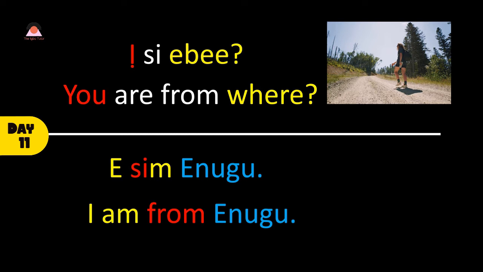Put your own state, nation, or country there where you are learning from or you are watching this, and say Esim Lagos, Esim America, Esim Kaduna, and then observe that the subject pronoun I in Igbo language is always written together with the rest of the word. So you don't have M separate. Esim Enugu. They are always together. So, take note of that and go ahead and practice this.